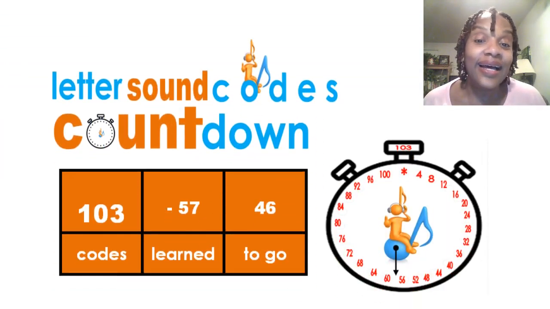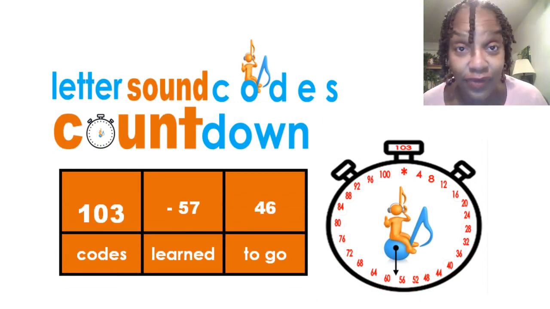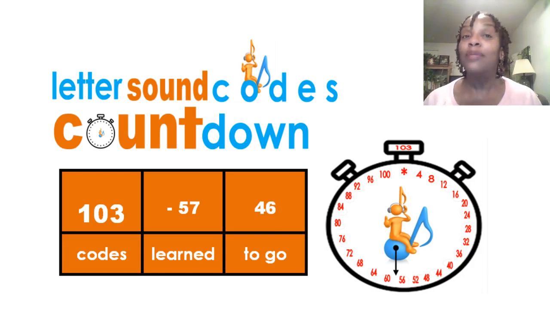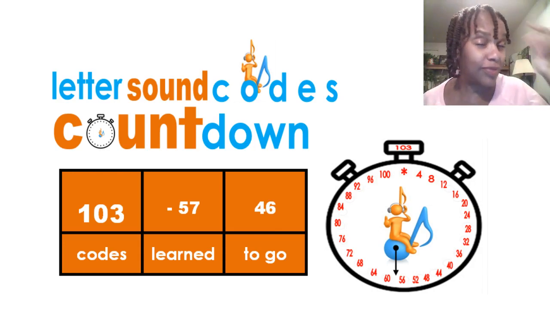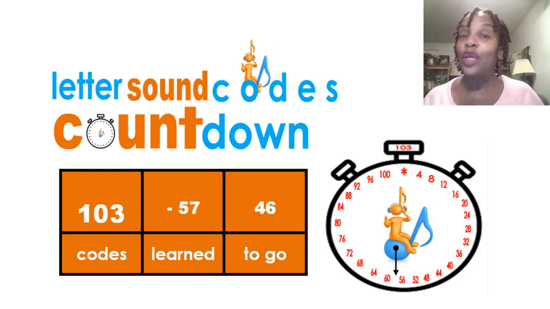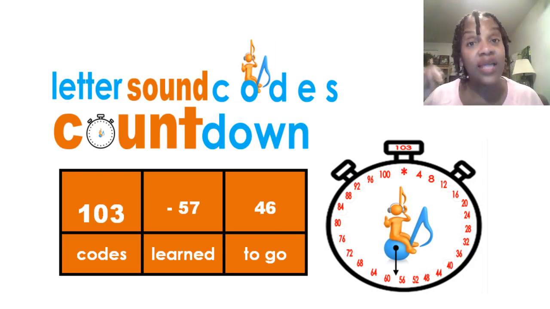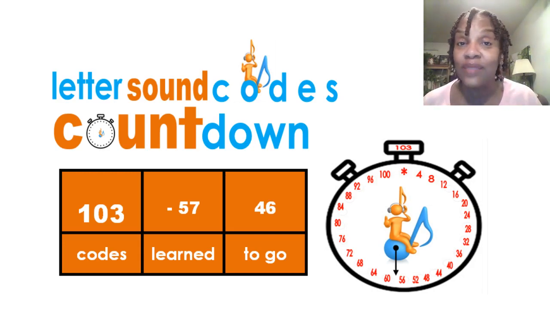This was a big class, wasn't it? We had a lot of stuff to go over. There's a lot of homework. There's a lot to learn, but it's a really important class. Like I said, if you get the signal vowel classes down like that, you'll be reading at another level before you know it. Now we're at the letter sounds countdown. As of today, you've learned 57 letter sound codes, and we only have 46 to go.